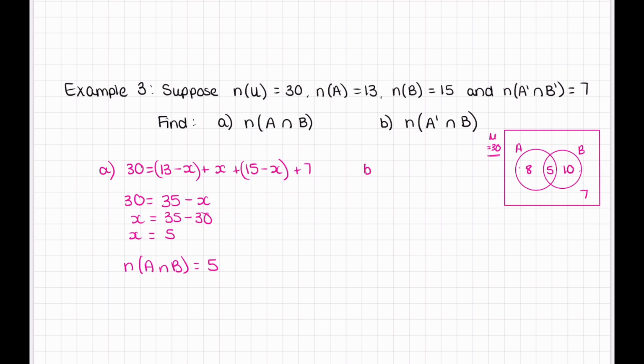And now we can do part B, which is how many is in not A and B. So not in A would be this one and this one, but we want not A and B, so we are just going to be left with the 10.